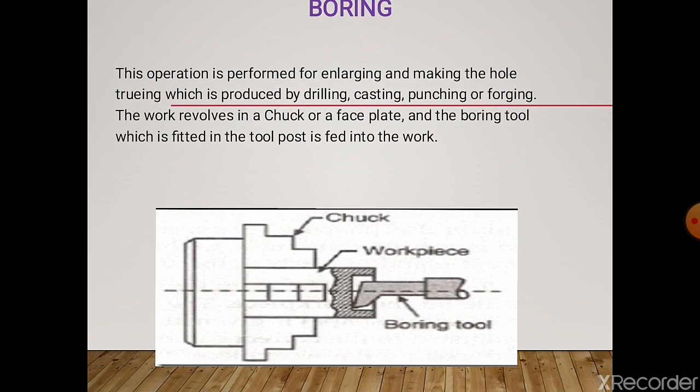Next operation is boring operation. This operation is performed for enlarging a hole which is produced by drilling, casting, punching or forging. The work revolves in a chuck or faceplate, and the boring tool, which is fitted in the tool post, is fed into the work. This operation is performed on a lathe machine. This is the figure of boring operation.